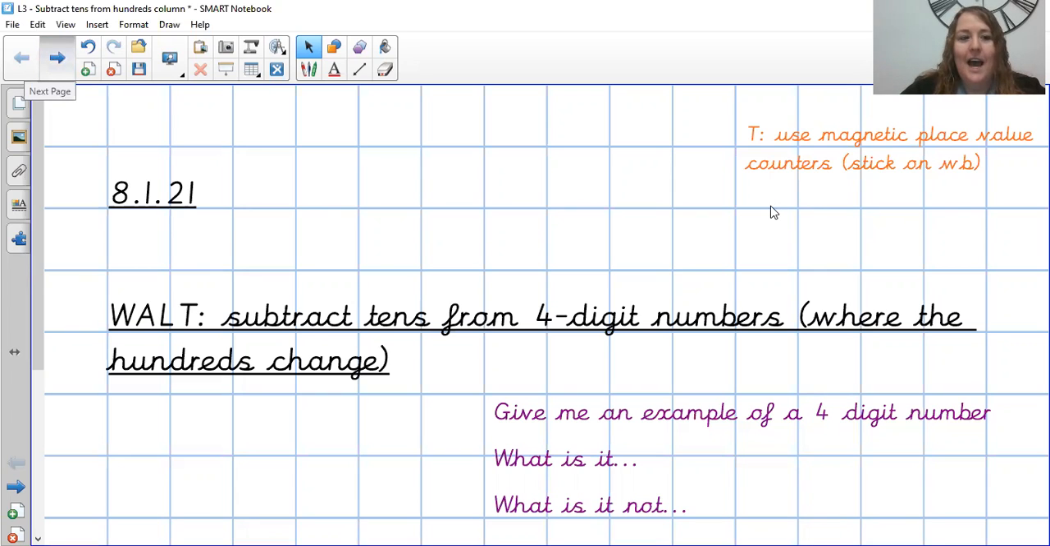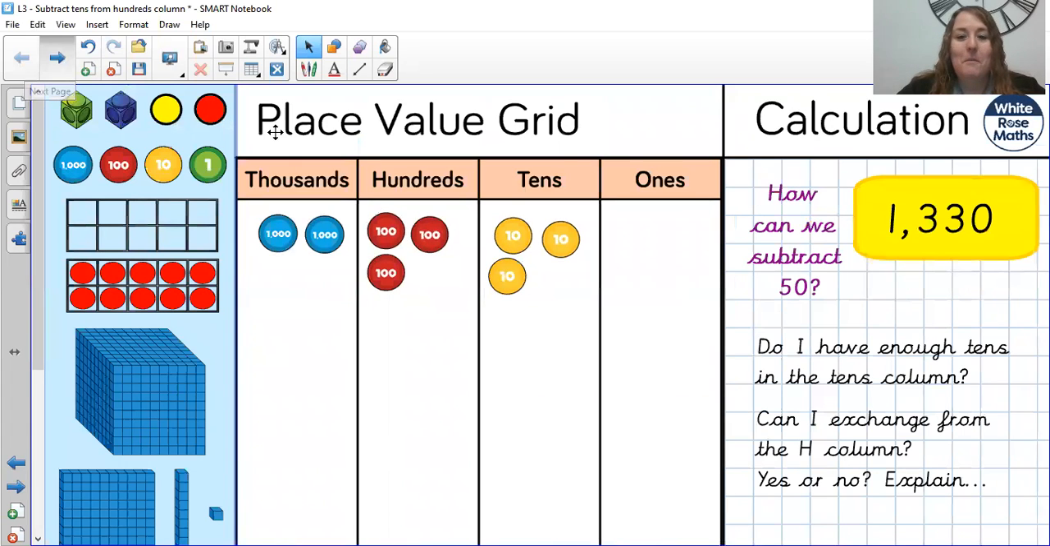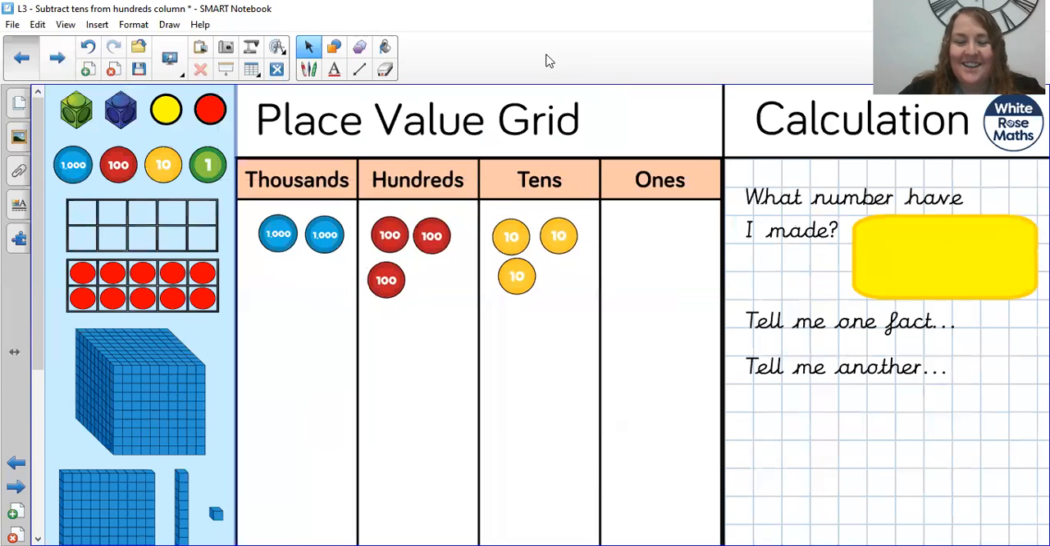What number have I made first thing this morning? Oh, fingers crossed that's going to move on to the next page. Here we go. What number? Oh, I've gone too far now. Let's go back and hopefully you haven't seen that answer. What number have I made here? How many are there in the thousands, hundreds, tens, and ones column? Hopefully you haven't cheated and you haven't seen the answer already from the page I moved.